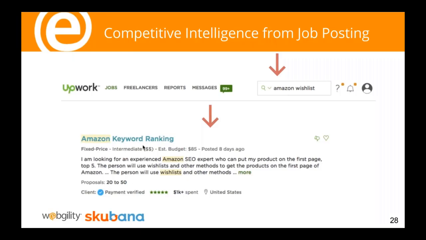That makes a ton of sense. That's a great way to get at the inner thoughts of other e-commerce sellers without having to ask them directly. You just see what they're hiring for. Yeah, it gives us a sense of competitive intelligence too. Because I've been curious about what all the buzz is about Amazon wish list, and now I can see what people are writing about and asking other outsourced freelancers to perform for them.